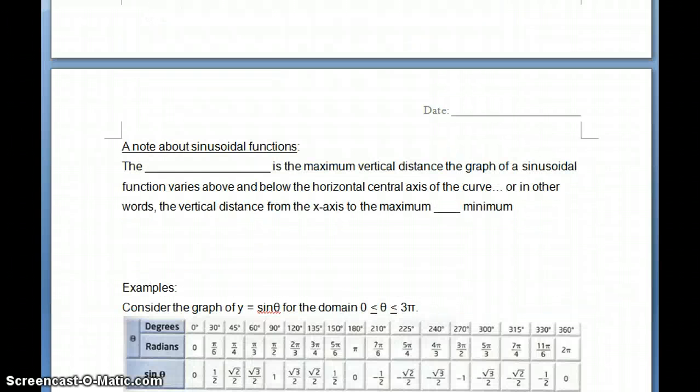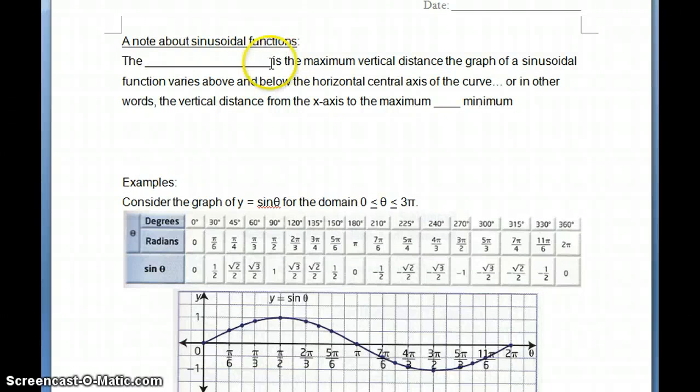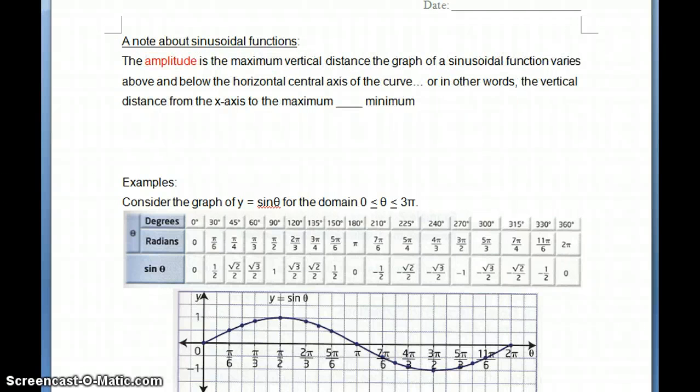All right, moving on down. Just one quick note about sinusoidal functions. Here we're going to talk about the amplitude. The amplitude is the maximum vertical distance the graph of a sinusoidal function varies above and below the horizontal central axis of the curve. In other words, it's the vertical distance from the x-axis to the maximum or minimum values. One quick note is that when we're talking about the distance from the x-axis, this only works when your sine or cosine are in standard position.